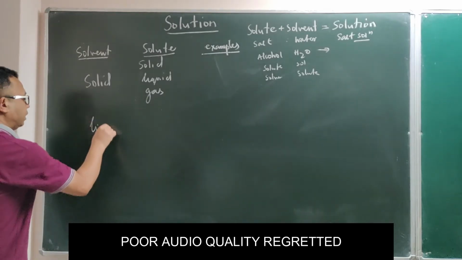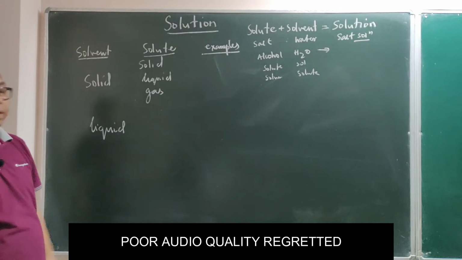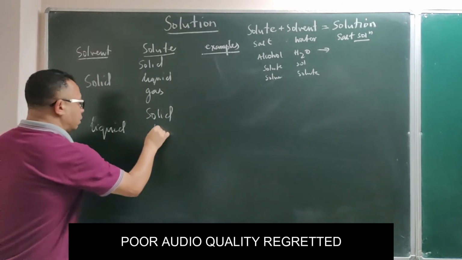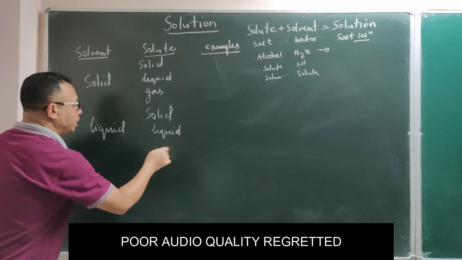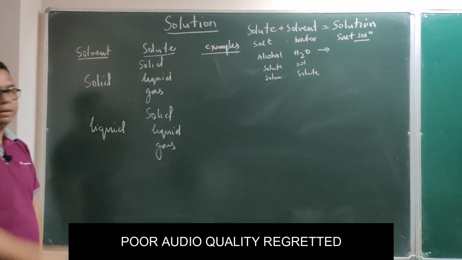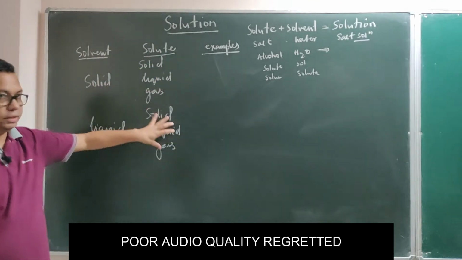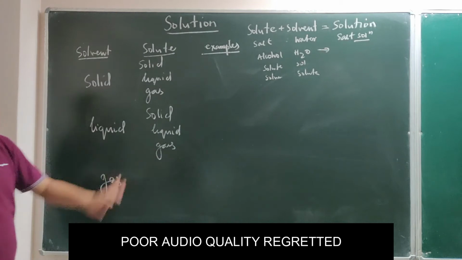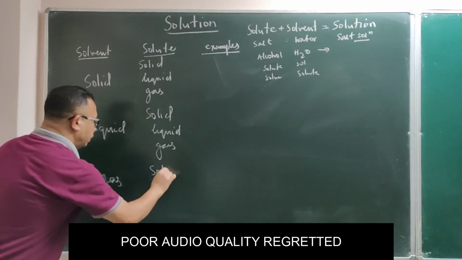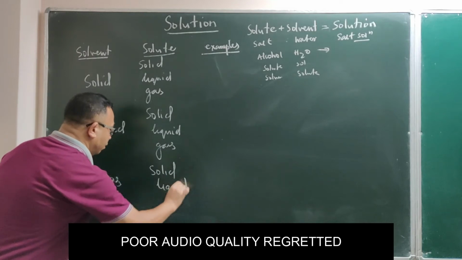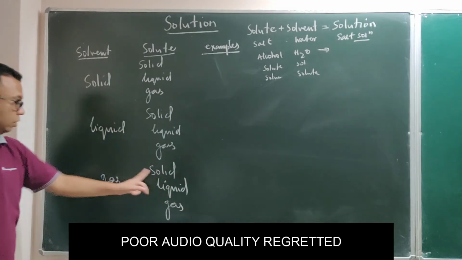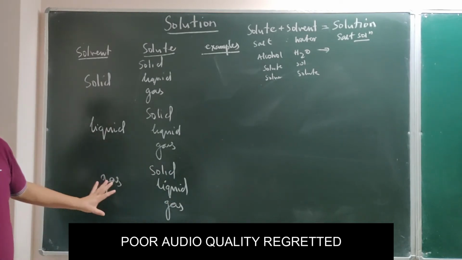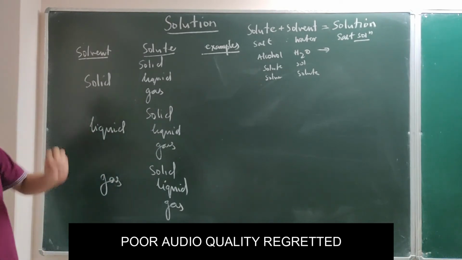Now let's see. The solvent happens to be a liquid, where the greater quantity is liquid. Then again, the solute can be a solid, so we'll say solid in a liquid, or a liquid in a liquid, or a gas in a liquid. So again 3 here. Now you know what the next 3 are going to be. If the solvent is a gas, then the solute can be a solid, a liquid, or a gas: a solid in a gas, or a liquid in a gas, or a gas in a gas. So 3 different kinds of solutions. I think it will be much clearer if I give you an example.